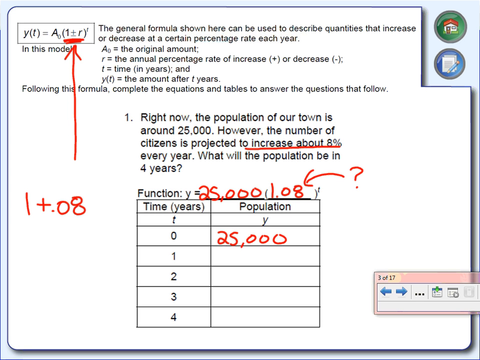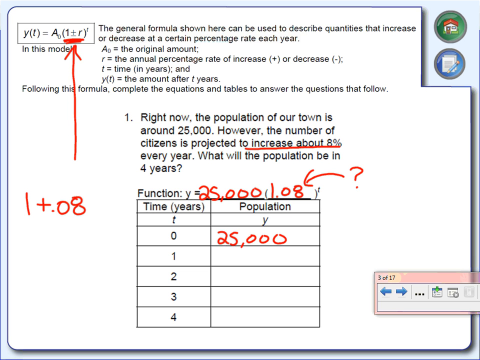Go to y equals, type in the equation. Now remember, you're not going to use t, you're going to use x in your calculator. So it's 25,000 times 1.08 to the x power. All right, Gilbert, you're going to help me fill out this table. Right next to 0, I know you see a 25,000 because that's the initial amount. What do you see next to 1?